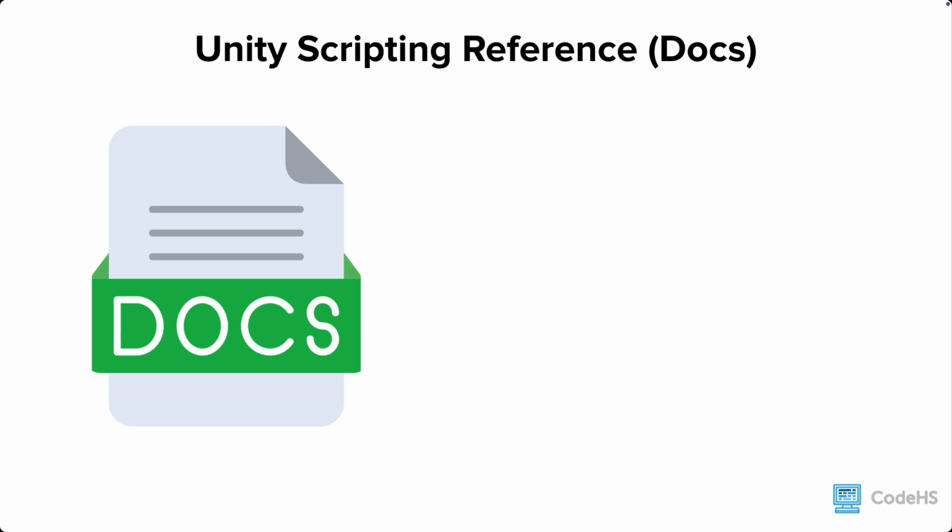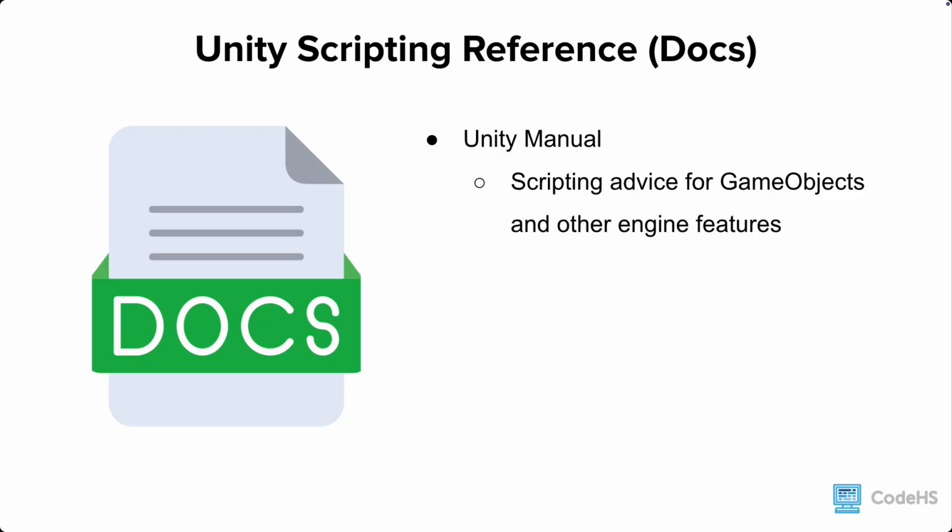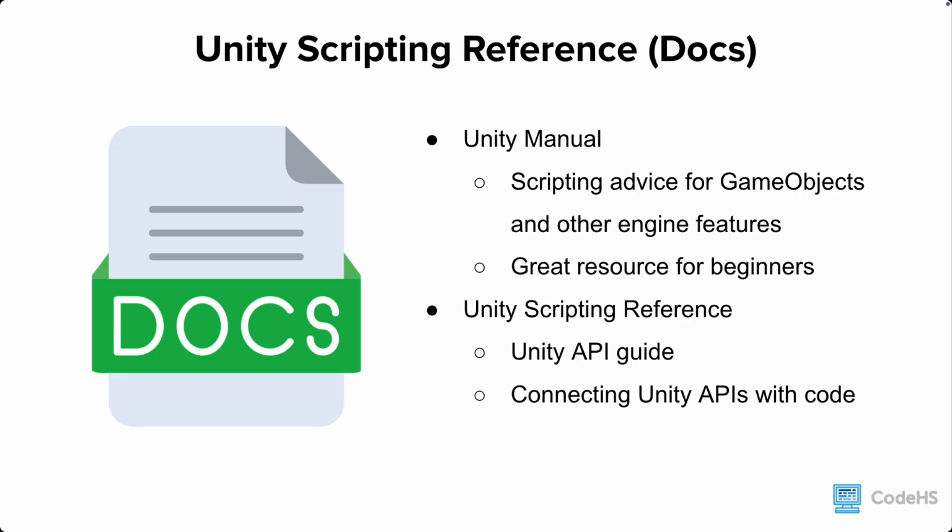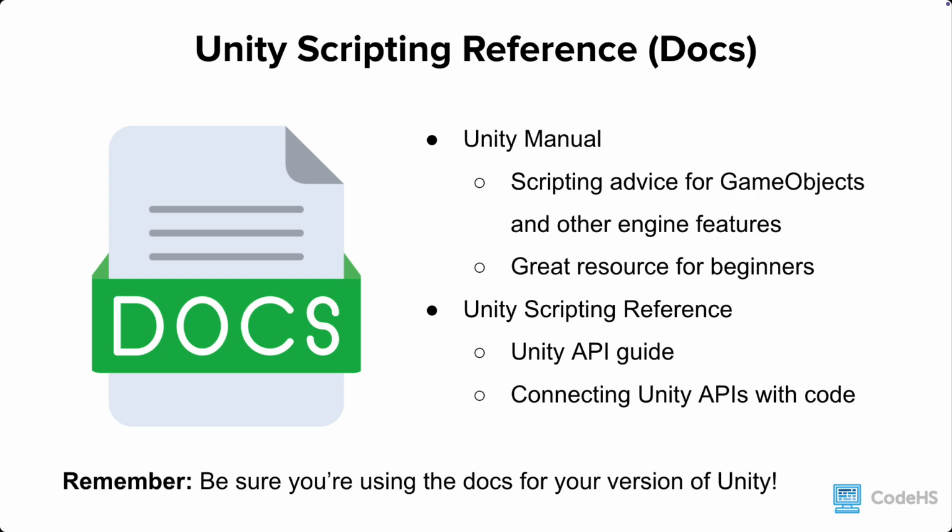Unity provides game developers with an online collection of documentation, or docs, to offer scripting guidance and help referencing Unity's APIs. The Unity Manual offers guidance and advice for many aspects of the engine, and is a great resource for beginners. The Unity Scripting Reference is a comprehensive Unity API guide, and gives a glimpse of what is possible with Unity. The formatting of code can change, or be added or removed between versions of Unity. So as you use these resources, always ensure that you are viewing the docs for your version.